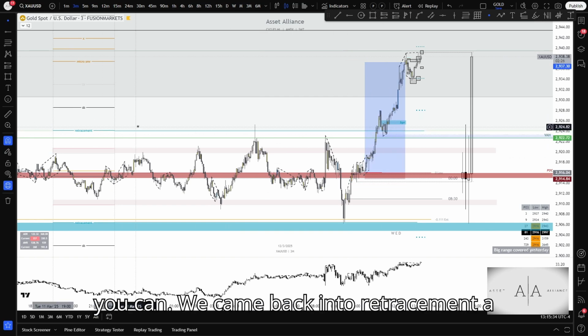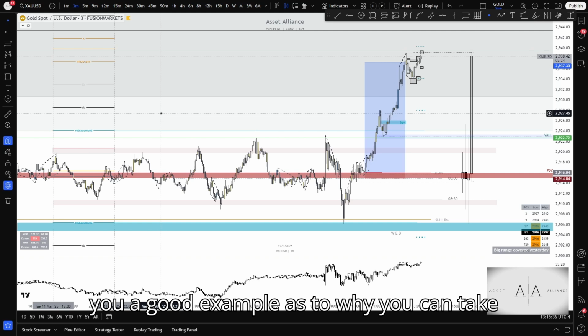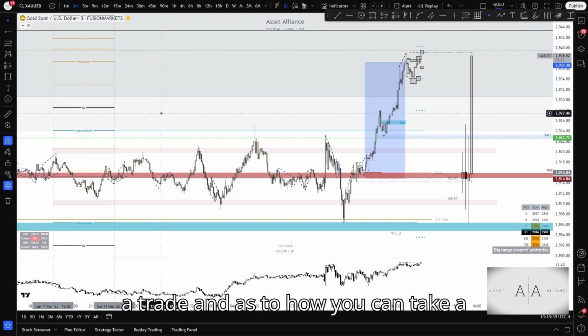We came back into retracement here too. But I just wanted to give you a good example as to why you can take a trade and as to how you can take a trade, right?